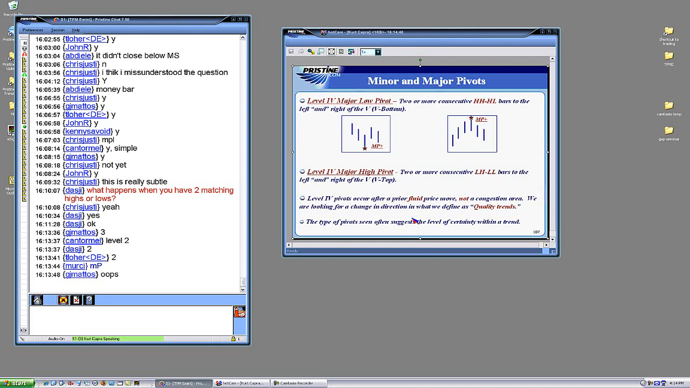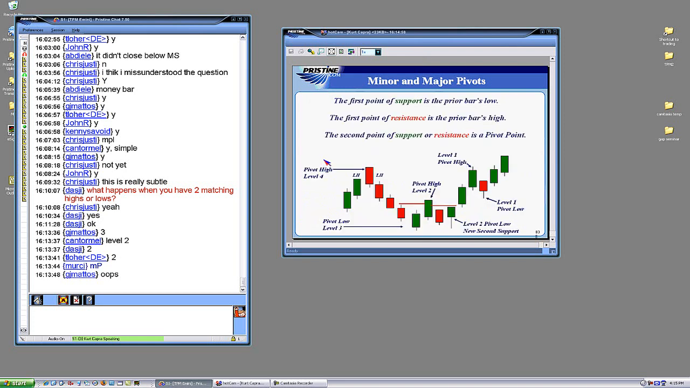The type of pivots seen often suggests the level of certainty. A level 4 pivot is much more certain than a level 2 or a level 3 pivot. Okay?